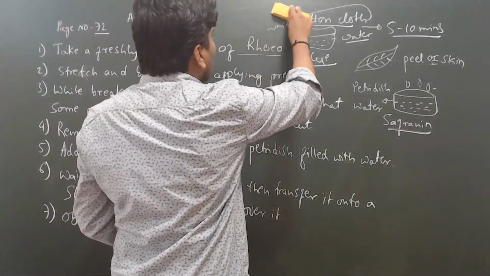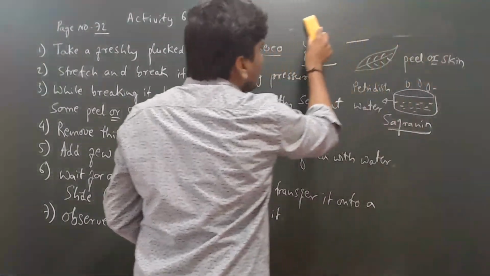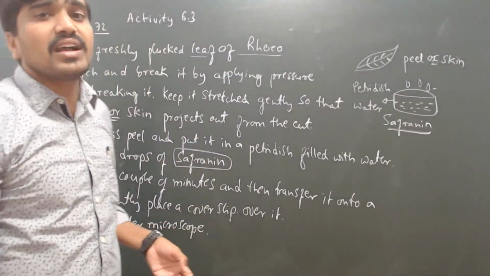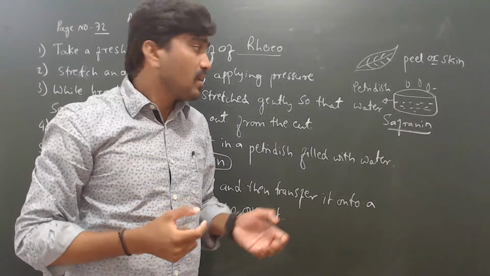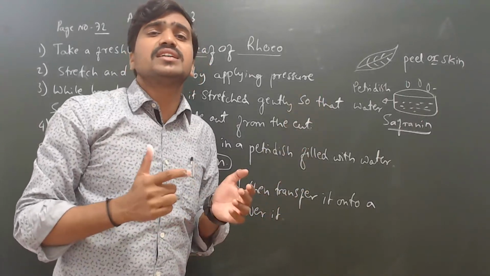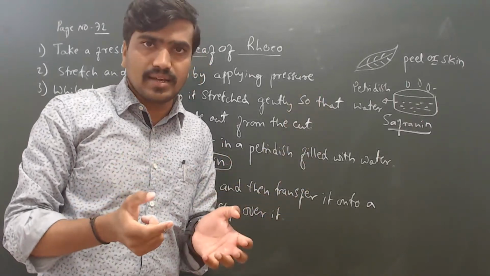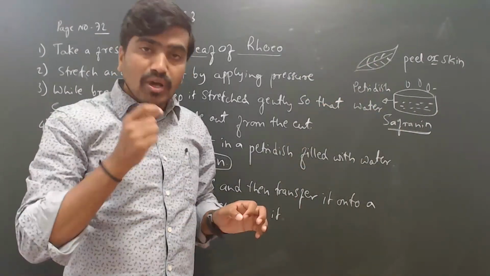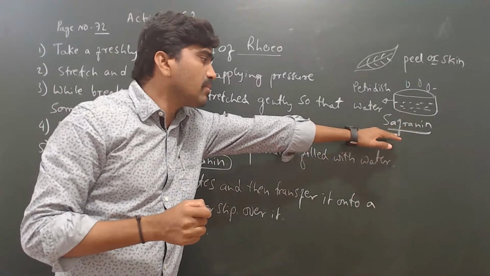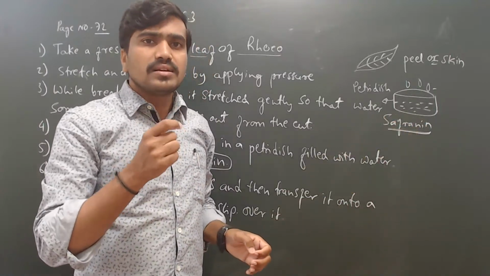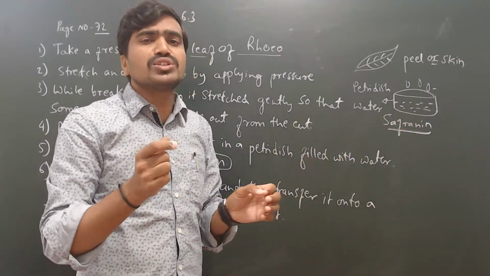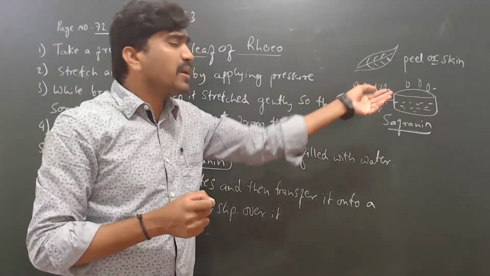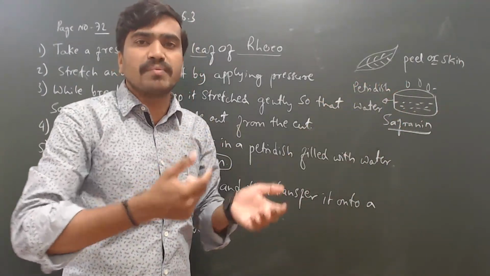Why do we add safranin? Because some cells are colorless. If a cell is colorless, it is difficult to identify the cell, its size and its structure under the microscope. Because of that, we add a very small amount of safranin, 2 to 3 drops, in this petri dish, and keep it for a minimum of 5 to 10 minutes, up to 15 minutes.